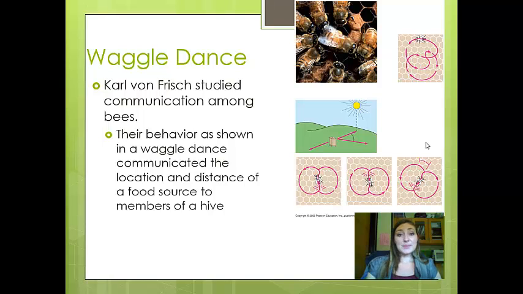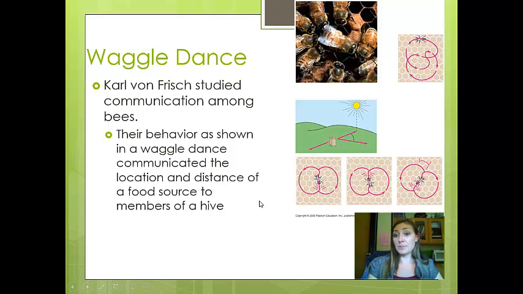A great example of signals would be the round dance and the waggle dance. Carl von Frisch studied communication among bees. And this pattern right here is what is called the round dance. And when a bee goes into this pattern, he's only communicating to other members of the hive that food is close by.